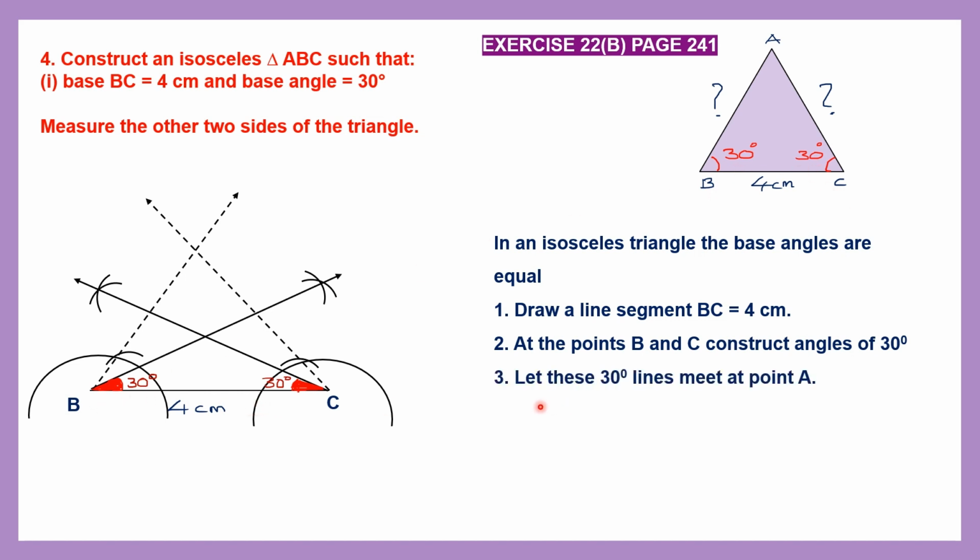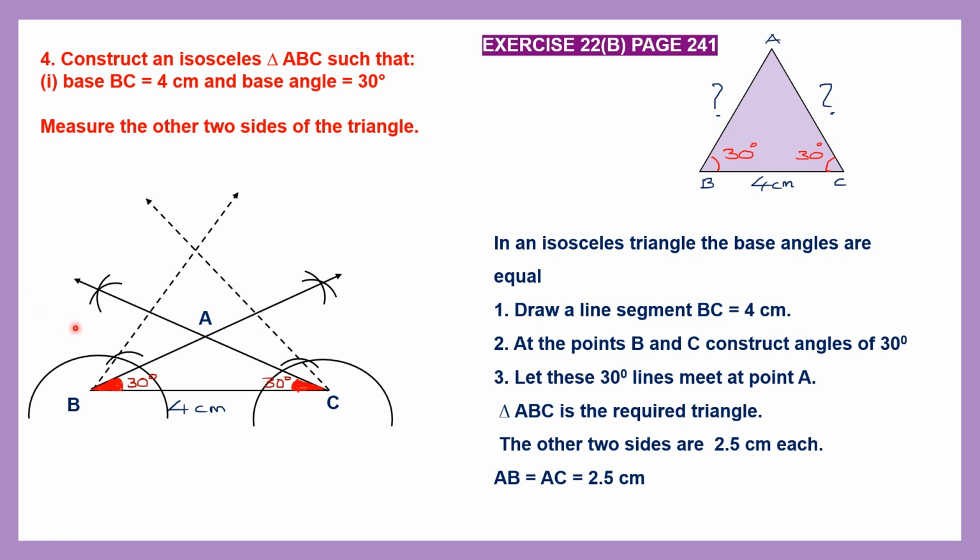What's the next step? Let these 30-degree lines meet at point A. So we have this 30-degree line, this 30-degree line. Let them meet at point A. So we have A here. So now triangle ABC is the required triangle. And the other two sides, when you measure with the help of your ruler, you will find that they are 2.5 centimeters each. That means AB is equal to AC and they are 2.5 centimeters each. Use your ruler for this.